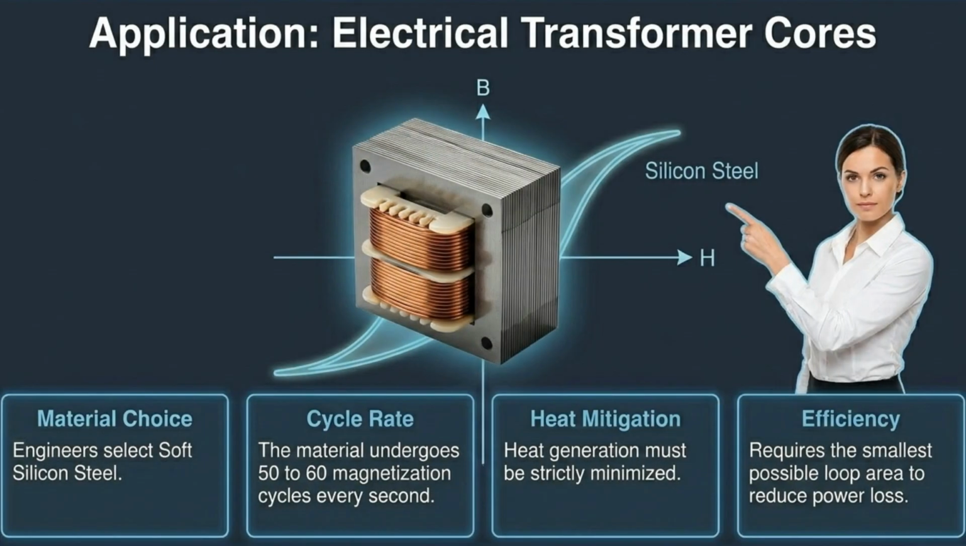In electrical transformer cores, soft silicon steel is chosen. Because the material undergoes frequent magnetization cycles, heat generation must be minimized. This requires the smallest possible loop area to reduce power loss and maximize efficiency.